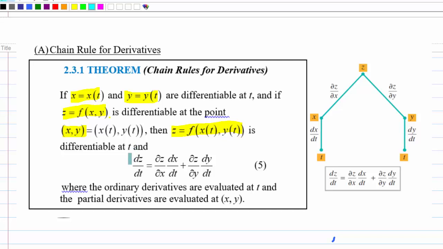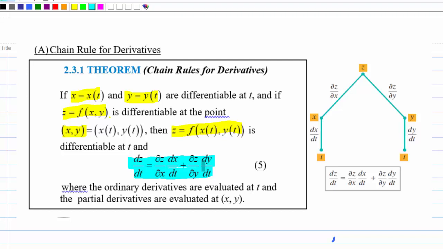partial differentiation of z with respect to x times dx/dt plus partial differentiation of z with respect to y times dy/dt, where the ordinary derivatives are evaluated at t and the partial derivatives are evaluated at (x, y).